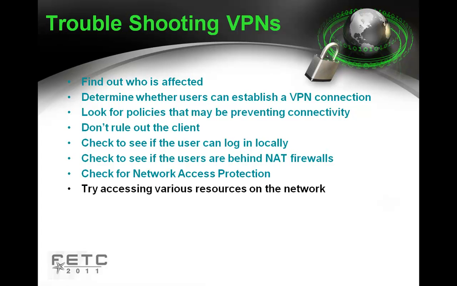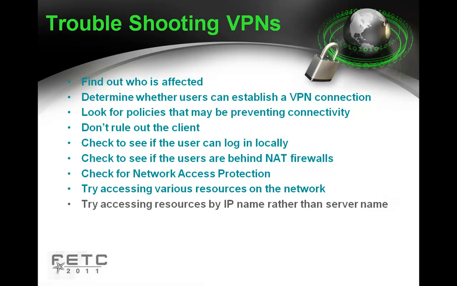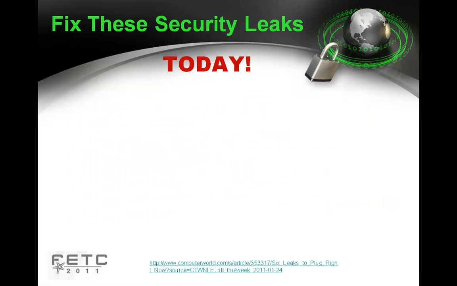Try accessing various resources on the network, and try accessing resources by IP name. I've had so many people who've had issues with DNS and they never knew they had issues with DNS. So we said, let's just type in the IP number for this printer or this switch or this server and see if we can get to it. Oh, now it's working fine. But when they try to get to it through its UNC path, it's not working. They have a DNS issue. Is the connection not working, or is it just painfully slow?